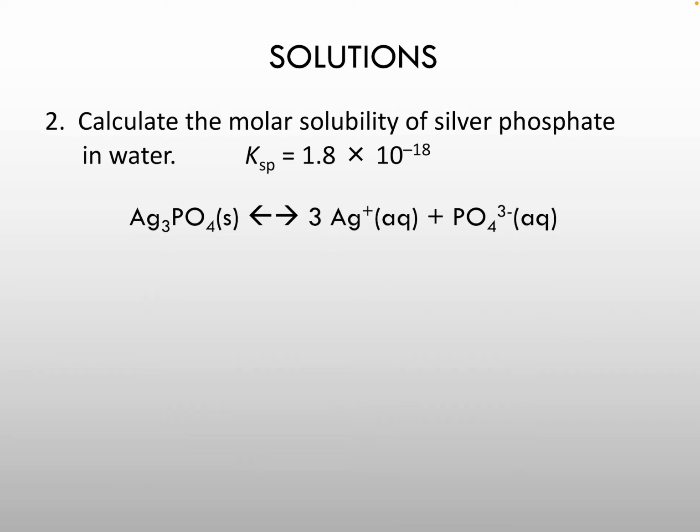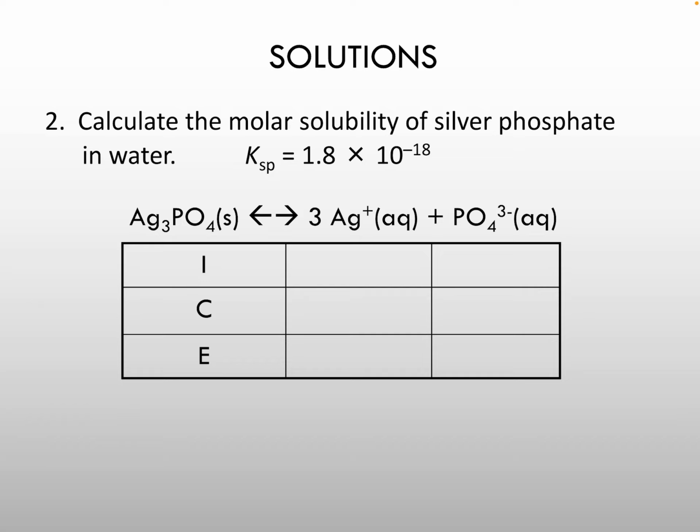The silver phosphate one, though, is a little bit more exciting because now they are not on a 1-to-1 ratio. Now we have 3 silvers for every phosphate ion. So when we make our ice table here, we're not starting with any of either one of them, but for our C value, remember that you need to take this 3 down with you. So we're going to get 3S for silver and just S for phosphate.